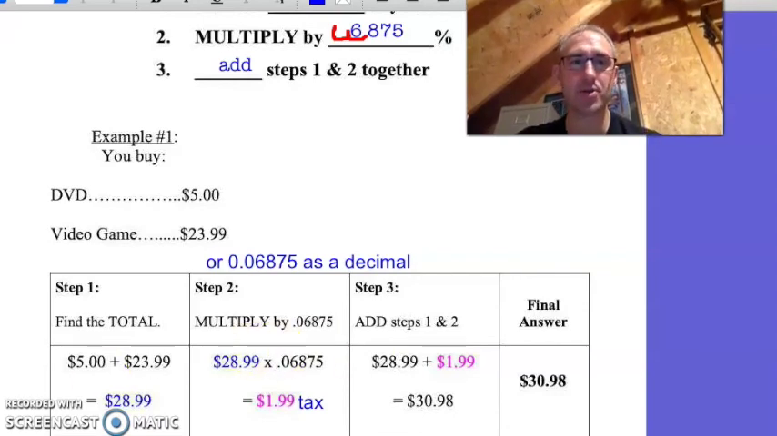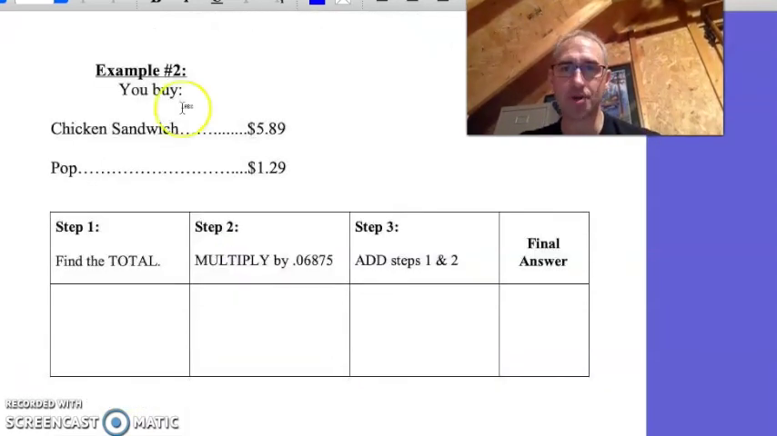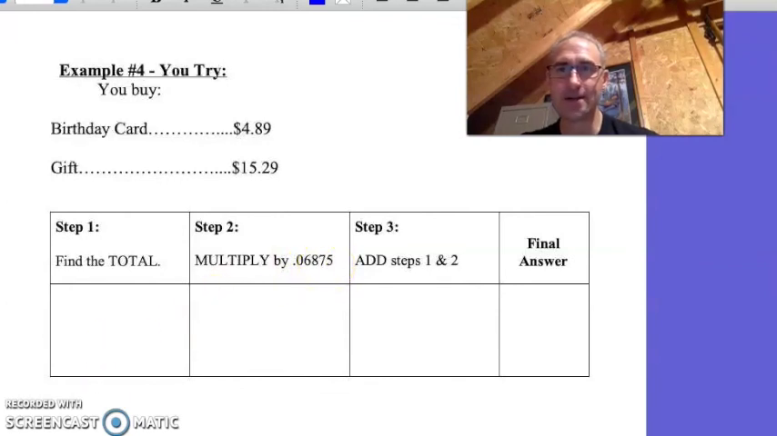Now we'd like you to try some of these. Make sure you're using your calculator. This example you're going to try is chicken sandwiches and a pop. The percentage is already written here as a decimal for you. The next one you're going to try is a birthday card and a gift.